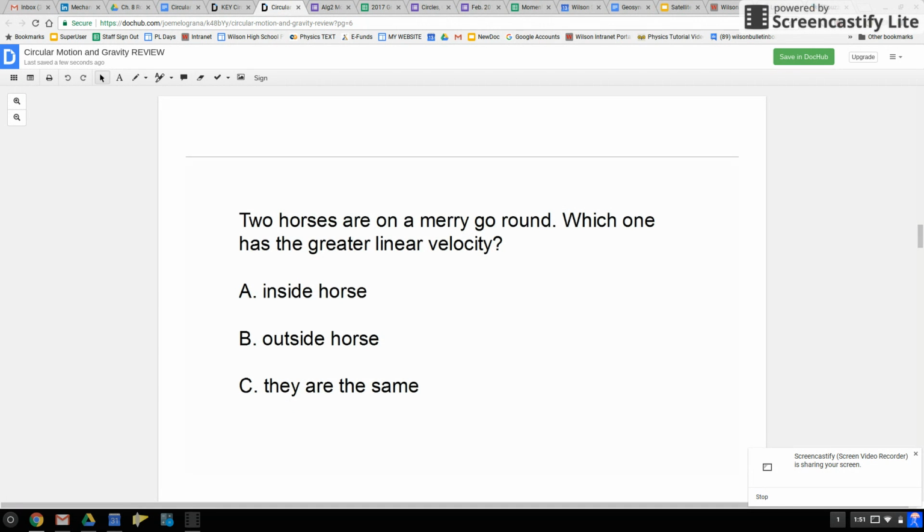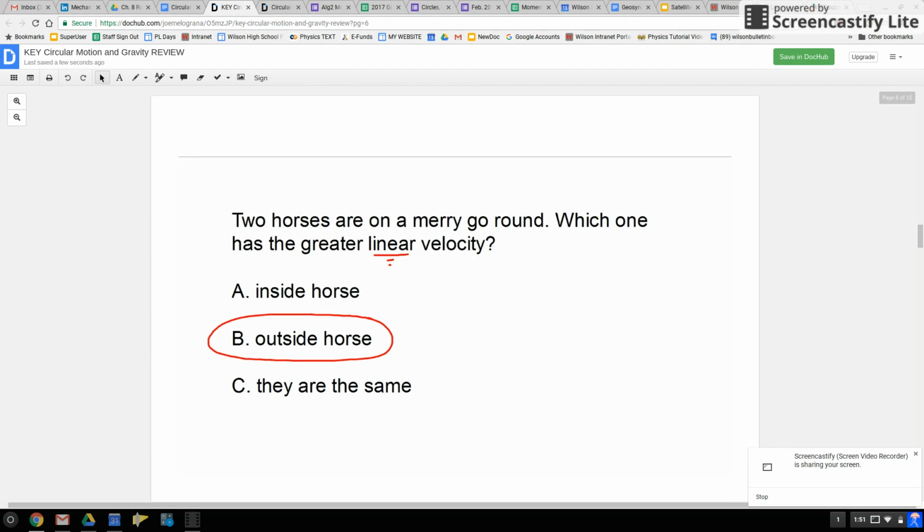Two horses are on a merry-go-round. Which one has the greater linear velocity? It would be the outside horse. It would rotate around the same angle, but because it has further to travel, its distance over time is greater.